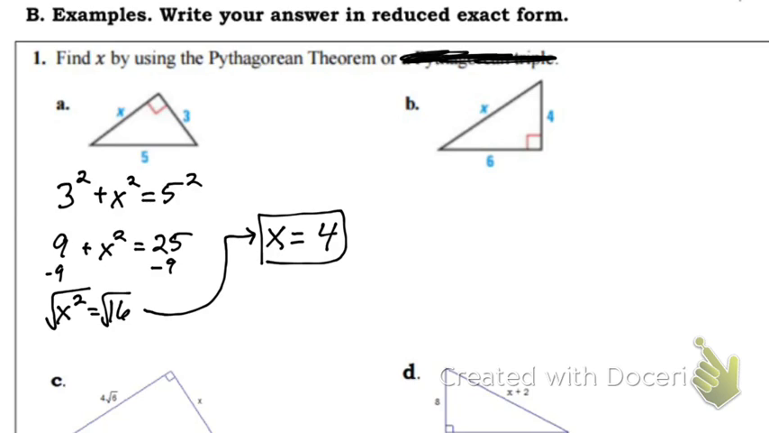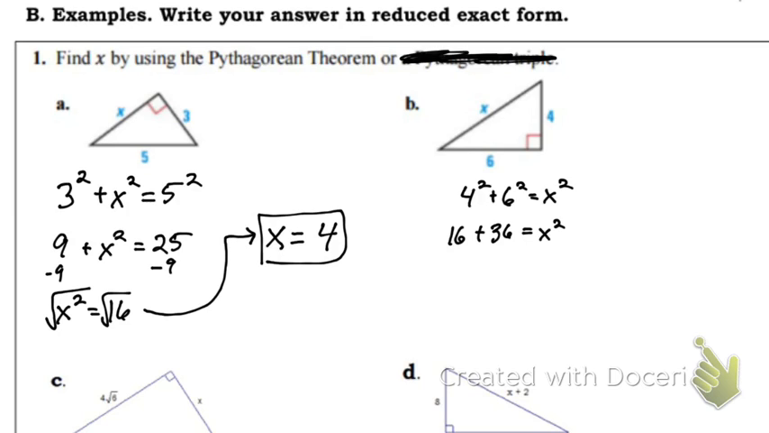All right, our next one, let's recognize the hypotenuse. It's x squared, so that one has to be all by itself on one side. So we are going to have 4 squared plus 6 squared equals x squared. Well, 4 squared is 16, plus 6 squared is 36, equals x squared.